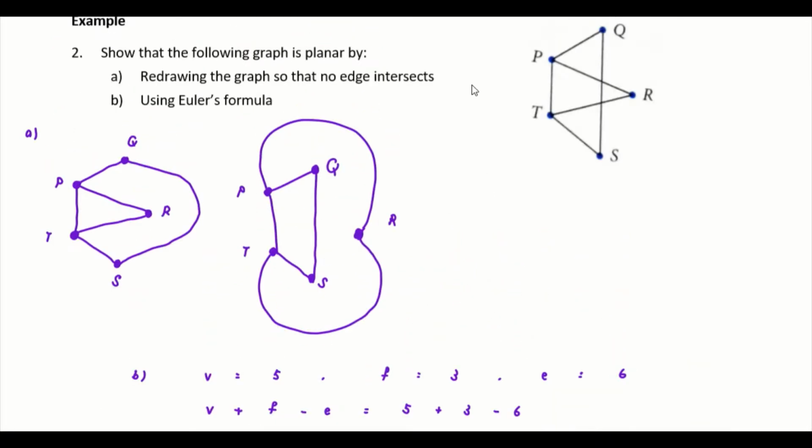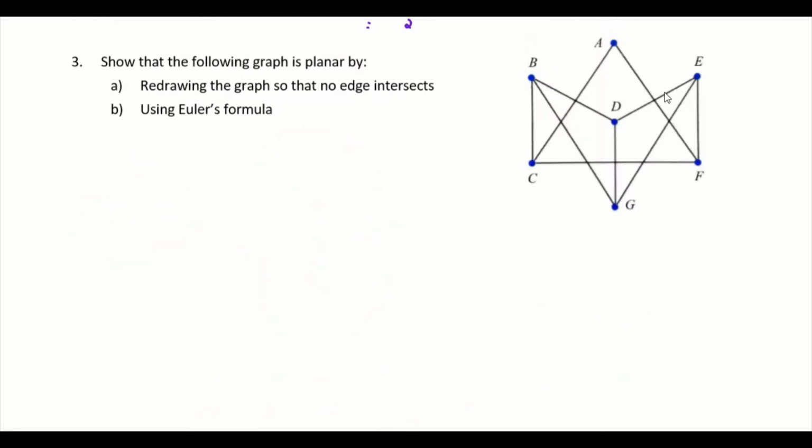So now example 3. Show that the following graph is planar by redrawing the graph, then use Euler's formula to check that as well. Okay, this picture looks a bit complicated, but don't worry about that. You just look at it, then you should be able to do that. First thing, identify where the intersection points are, and decide which edge you want to move away. For example, you can see that this is a place where they intersect, right? So these are three places.